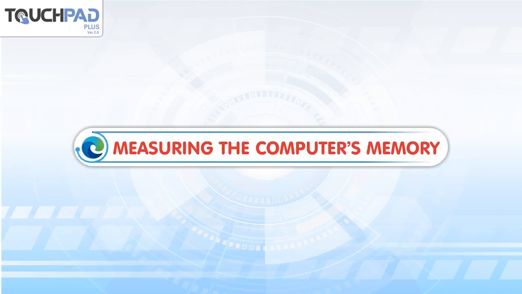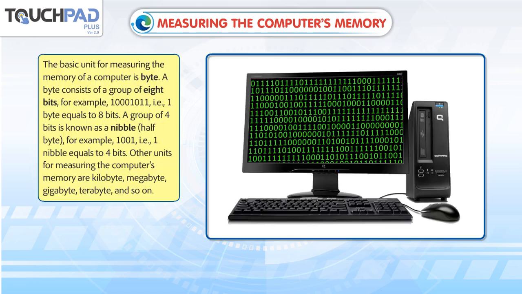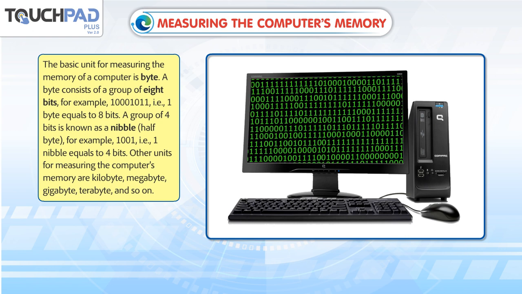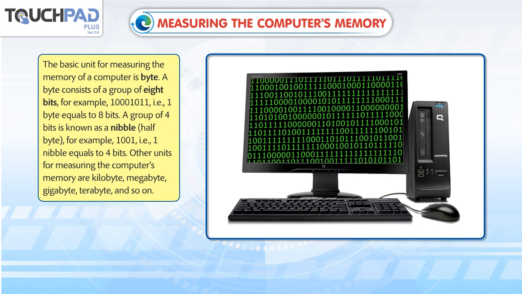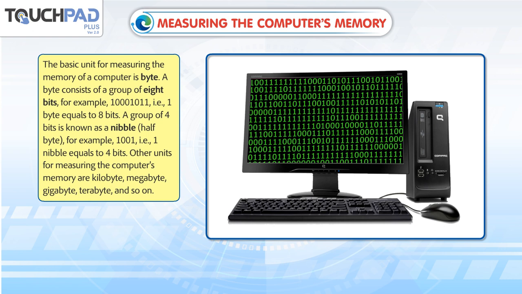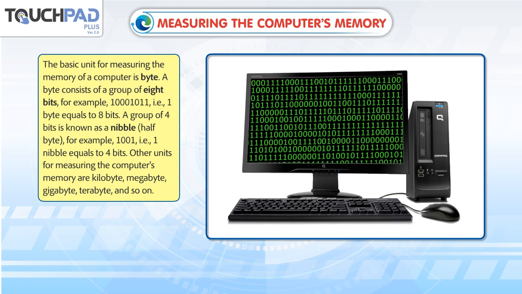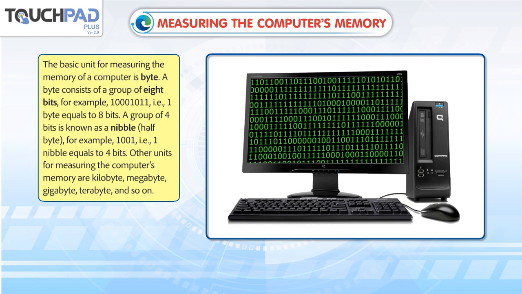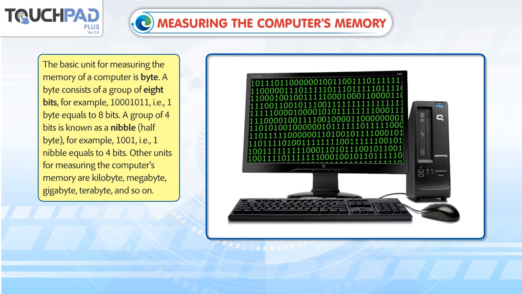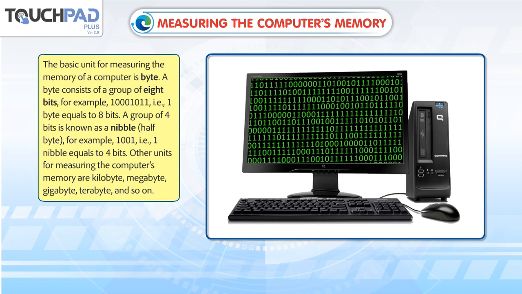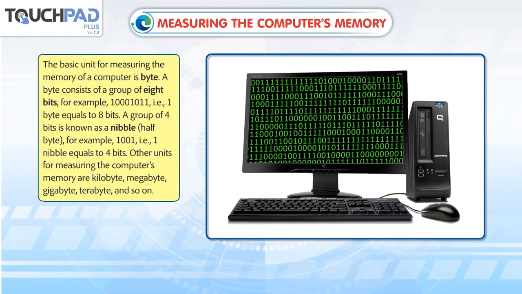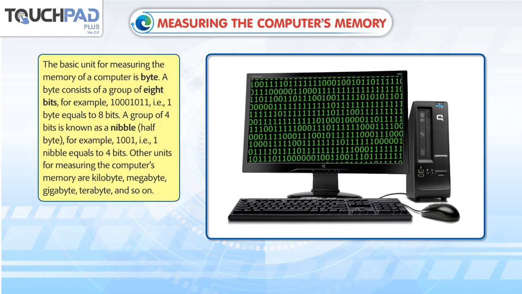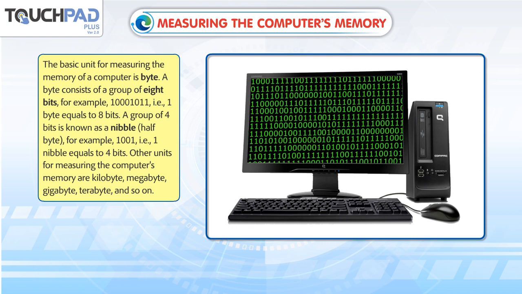Measuring the computer's memory. The basic unit for measuring the memory of a computer is byte. A byte consists of a group of 8 bits. For example, 10001011. That is, 1 byte equals 8 bits. A group of 4 bits is known as a nibble, half byte. For example, 1001. That is, 1 nibble equals 4 bits.